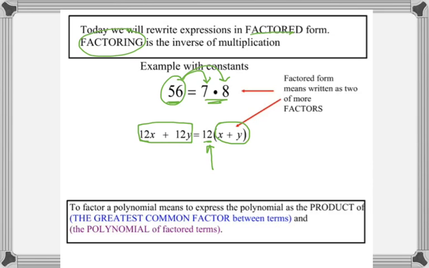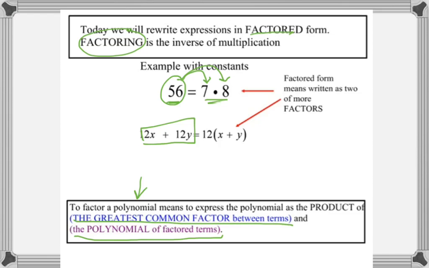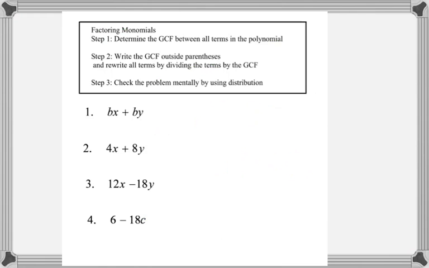To factor a polynomial means to express a polynomial as the product of the greatest common factor between terms and the polynomial of factored terms. So if we look back here, when we say factor this binomial, in general, this is how to factor a polynomial. We find the GCF between 12x and 12y, and we pull that out. And then we rewrite the terms inside having factored the 12 out. So it's x plus y if we had gotten rid of the 12 on them.